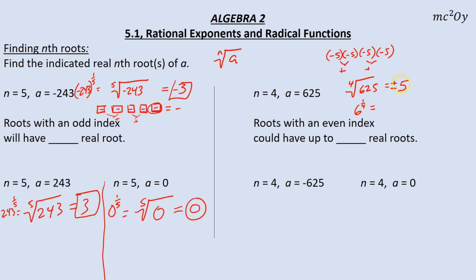So anytime you write a problem out in either radical form or exponential form with a denominator there, then you always have to assume if it's an even power that it's positive and negative. They want the positive and negative answer.